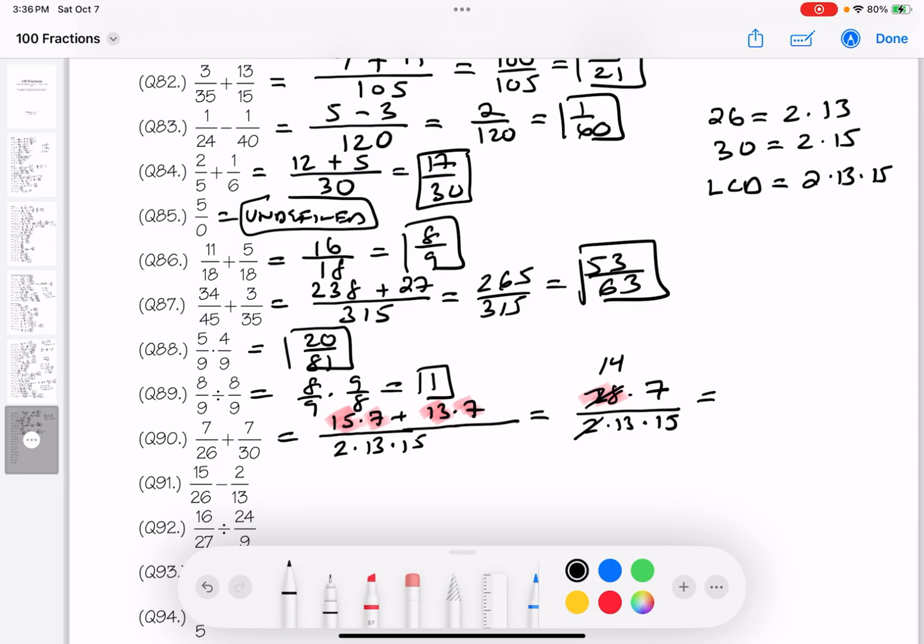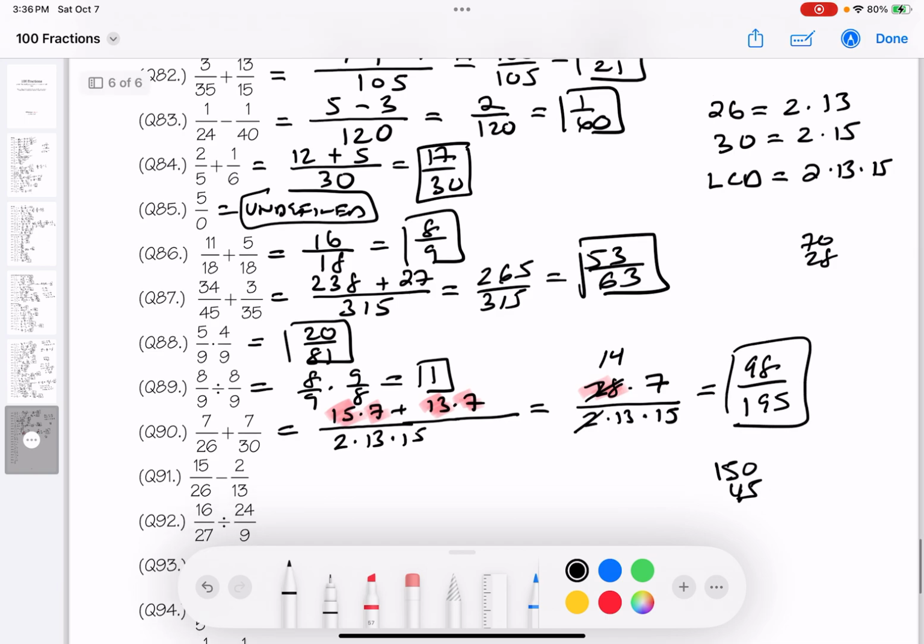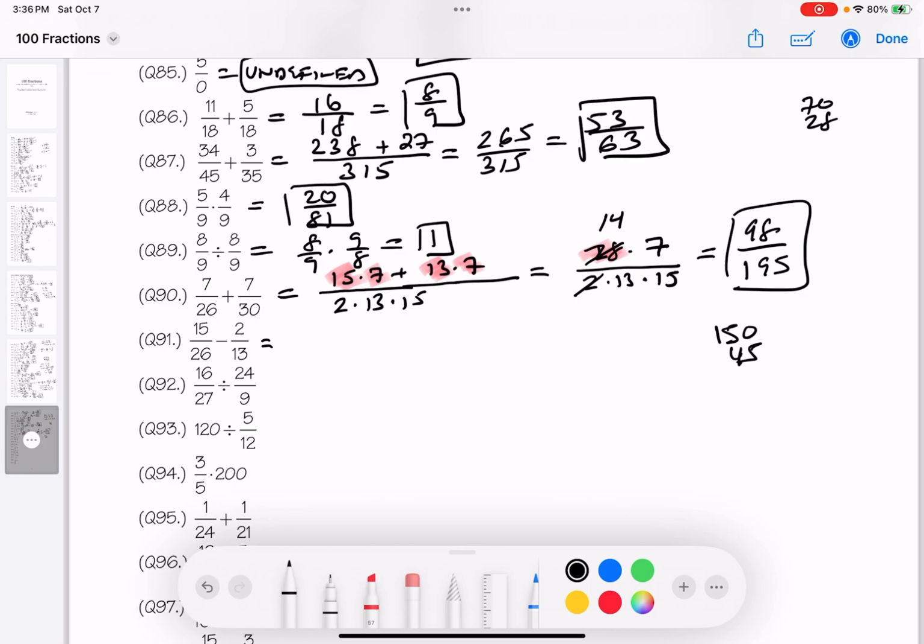14 times 7 is going to be 70 and 28, which is 98. And 13 times 15, well, 10 times 15 is 150. And 3 times 15 is 45. So what do you get? 195. Right, let's keep moving along. What do you get over here? Oh, by the way, when I'm done with this, I'm going to grade this key using a calculator. I'll show you how to do that. So I'm going to say the LCD looks pretty easy to me. It looks like 26. And what do you get there? We get 15 minus 4, which can be 11 over 26.